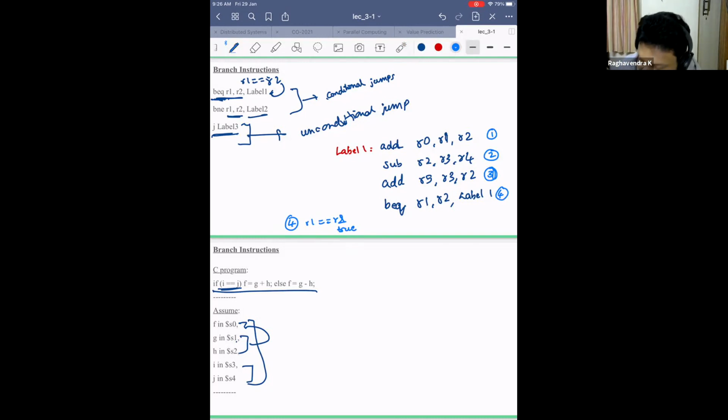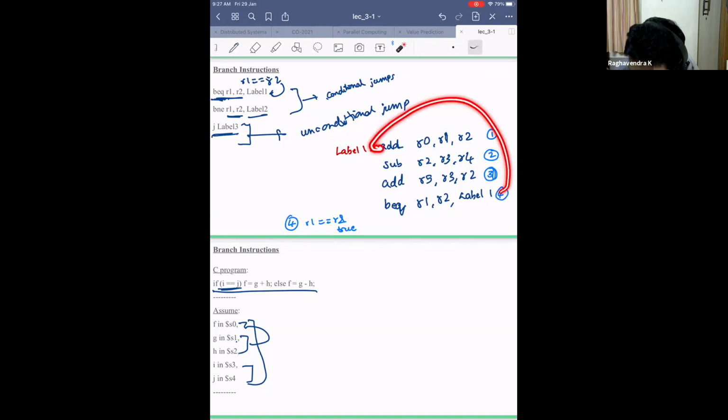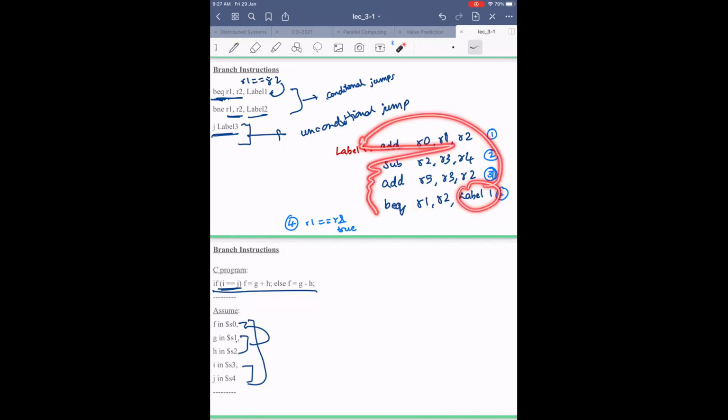Then what is the next instruction that will get executed? It will jump to label 1, the first instruction will run. Yeah, it will just go here and start executing this again. Because I am saying branch if equal, if this R1 is equal to R2, then I have to jump to label 1. So I start executing this instruction again and again.